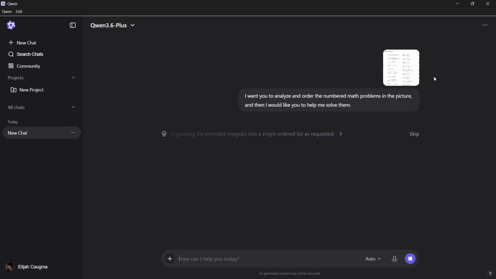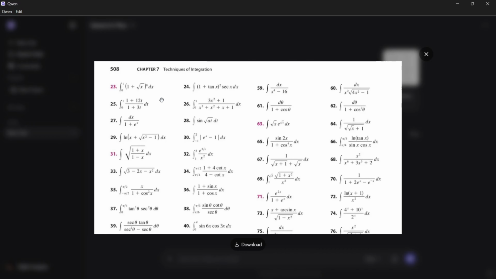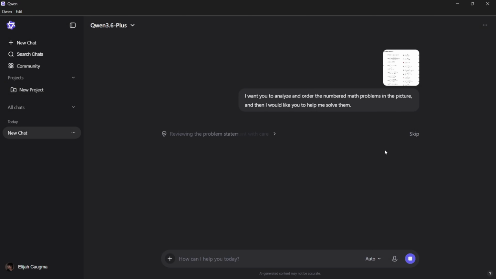You can also use this to extract data from a graph, or maybe ask it to identify objects in a picture, that sort of stuff. So it's really versatile. So here's the picture if you are interested. It's from a calculus textbook. And let's see how the AI fares.